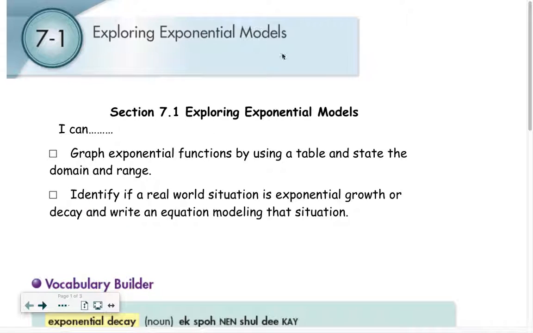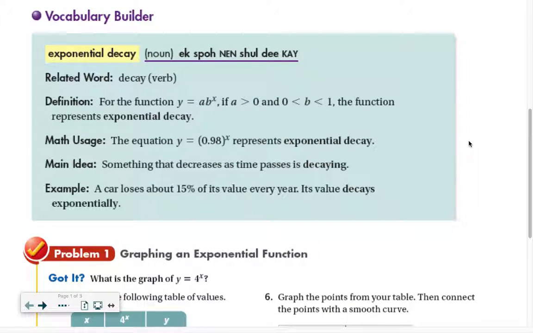Growth and decay. First one, decay. Kind of like fossils decay, right? What else decays? Teeth decay. Bodies, yeah.